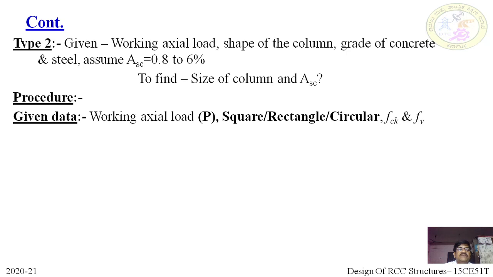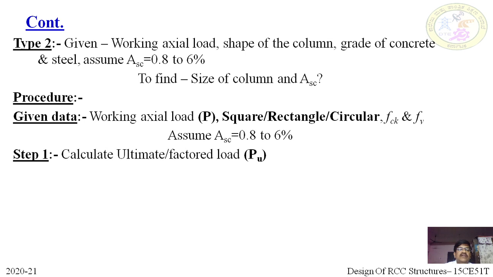Next, find the size of column and Asc. Procedure. First we have to note down the given data. P is given, shape of the column is given, and material grade is given. And if steel is not given, you have to assume Asc equal to 0.8 to 6%. You can assume 0.8% or 1%, 1.2%. It should be within 6%.